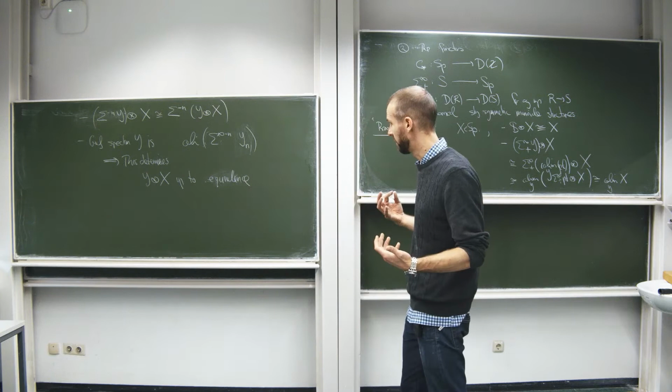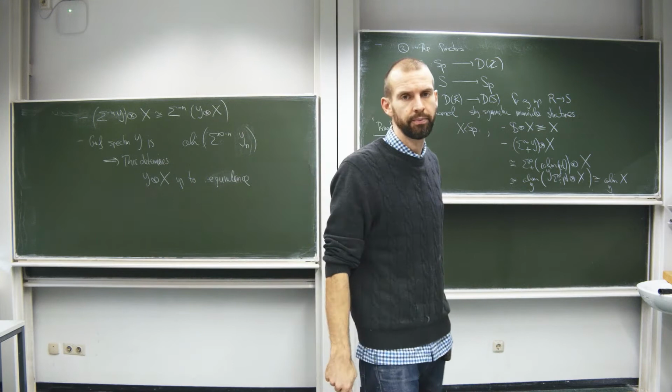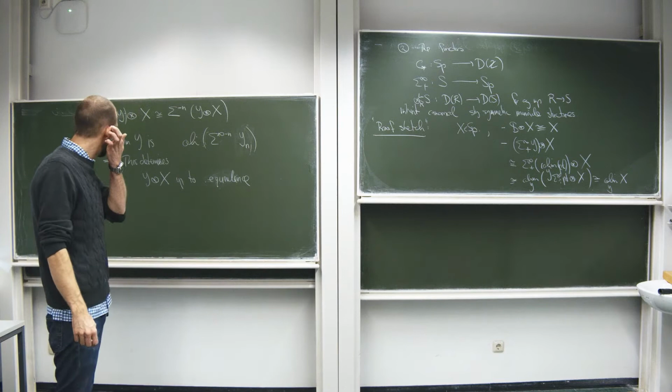And the point is that you can just figure out what it is by this trick, right? Write every spectrum as a colimit of suspension spectra. Or if you combine the whole trick, then every spectrum is basically a colimit of spheres. That's what anti-suspensions, that's what I've basically shown here. And then from this formula, we get what the tensor product has to be.